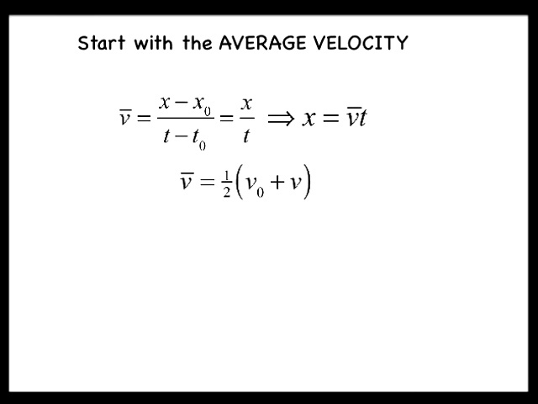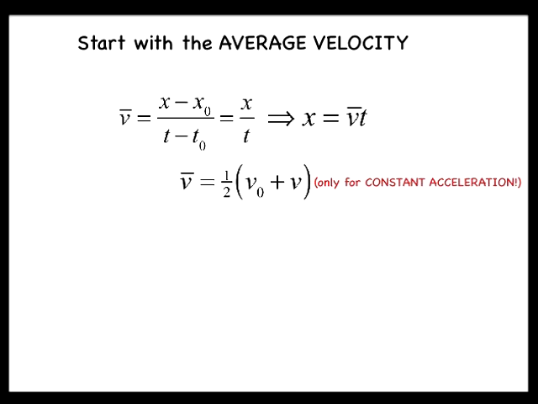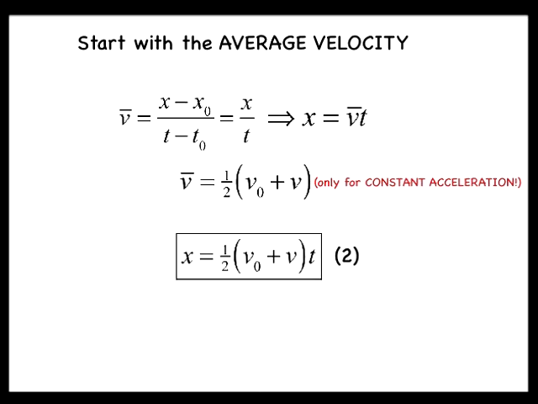In the case of constant acceleration, the average velocity can be written as 1/2 (v0 plus v). We now substitute this into the previous equation to get a kinematic equation that involves the displacement. x equals 1/2 (v0 plus v) times t. This is our second kinematic equation.